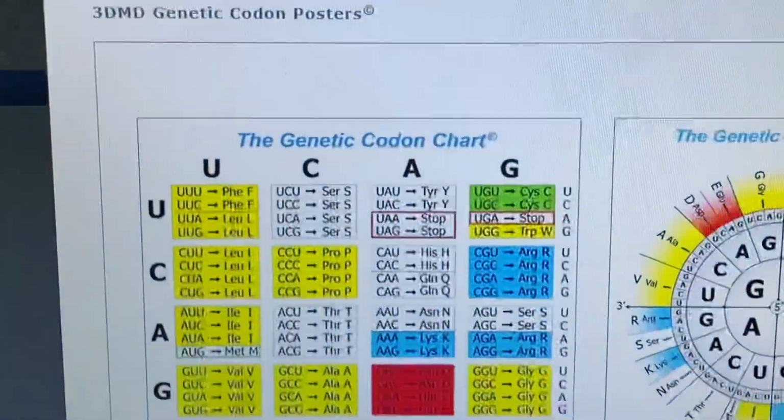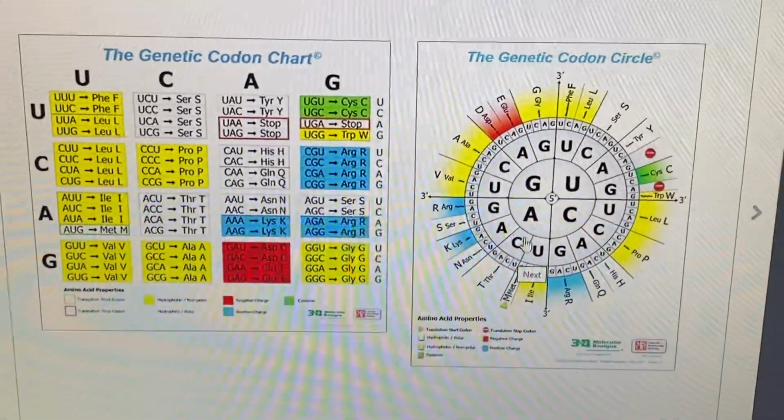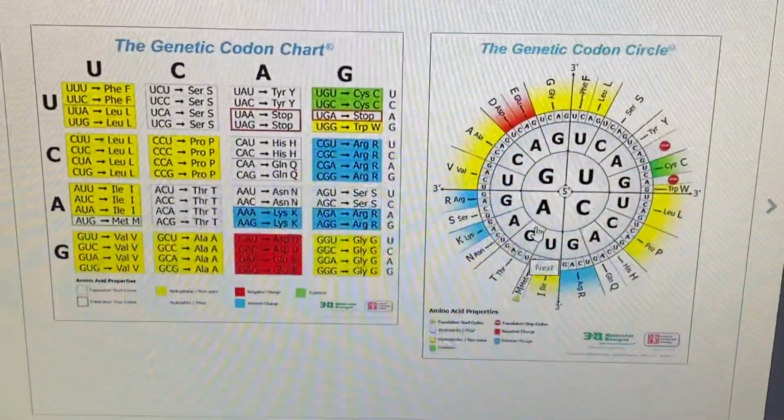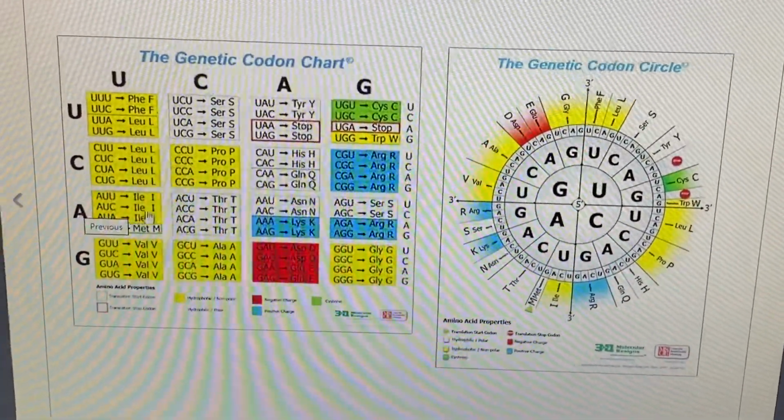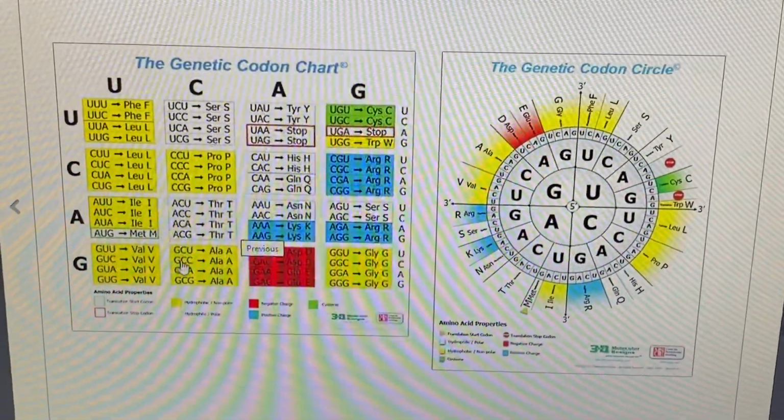When you use the codon table or the wheel, you can use whatever you want. I will say on the AP test, they always give you the table, so you don't need to memorize this at all. They just give it to you. You just need to know how to read it.